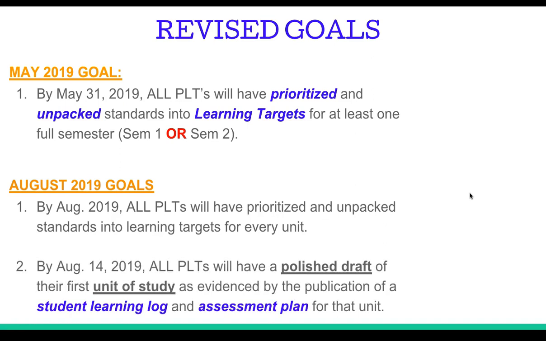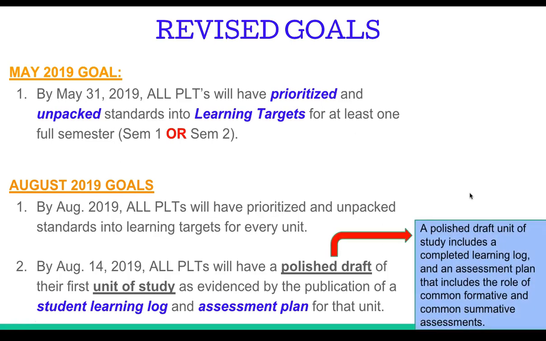And more specifically, the very first unit of study that we come back to in August on the first day, we'd like to have every PLT know what this first unit of study is going to look like. So we want you to have a polished draft of that first unit of study, and the evidence of that is going to be the publication of what we're calling a student learning log or student learning tracker, as well as an assessment plan. And those may be 2 additional vocabulary words that you may not have heard at this point.